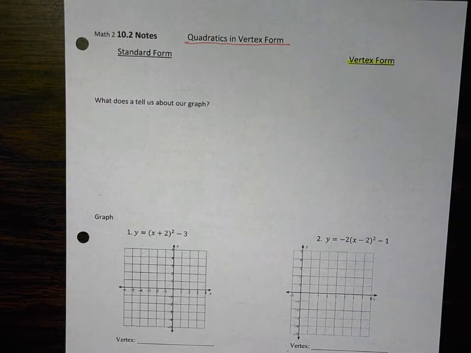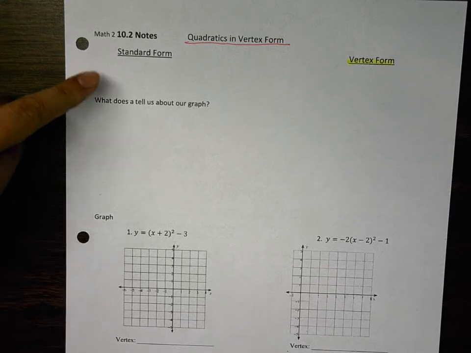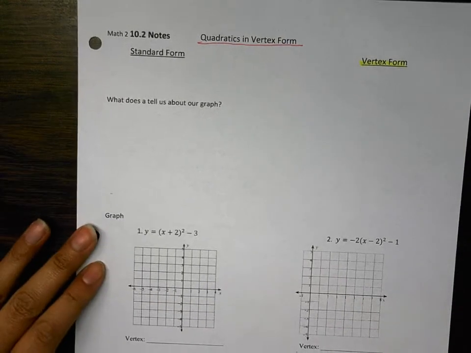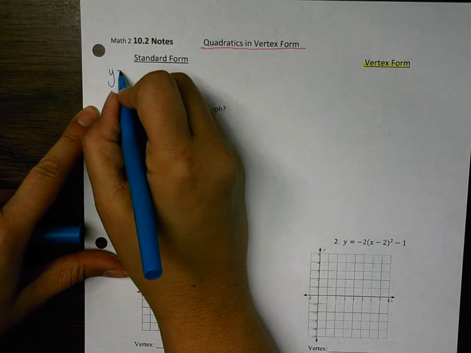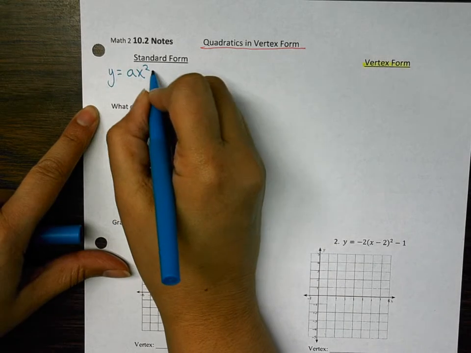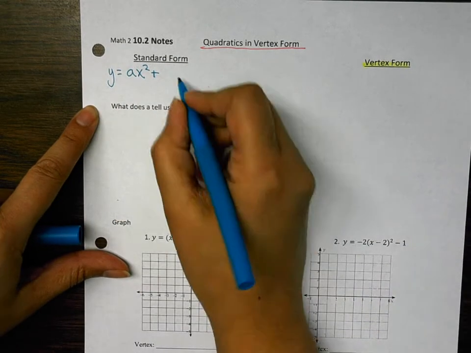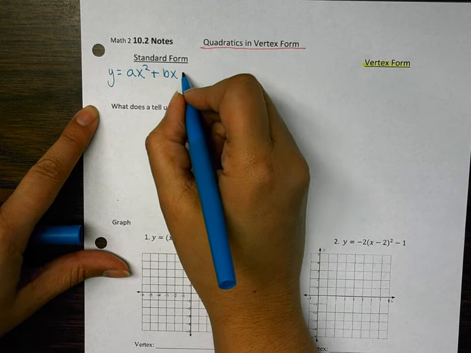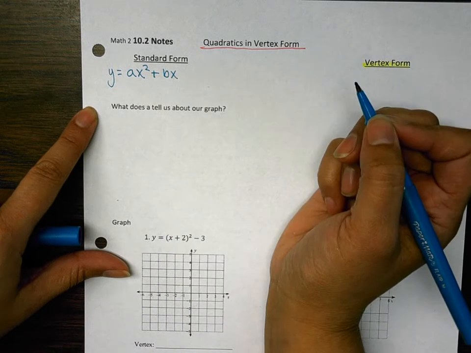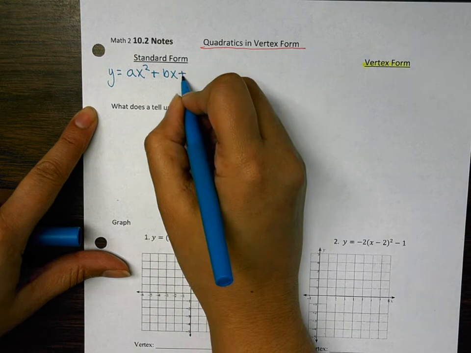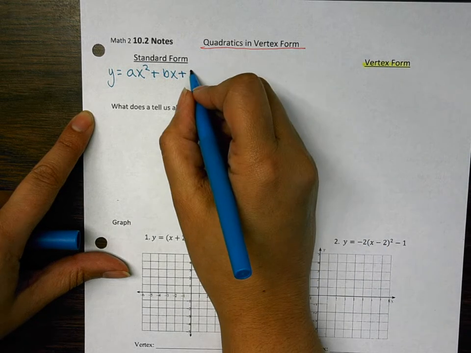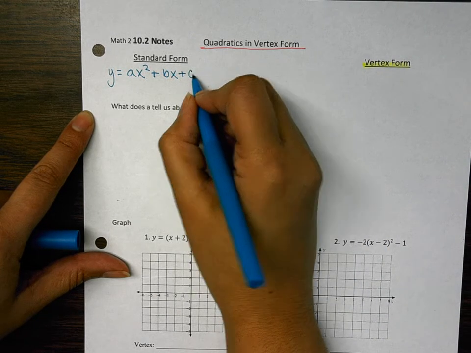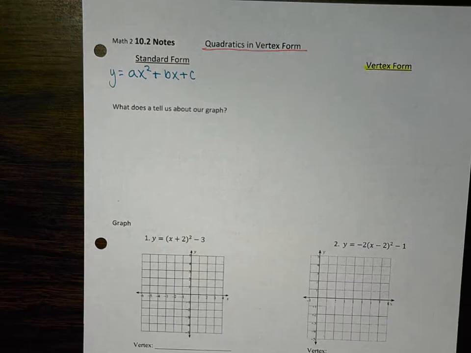I am going to review standard form. This is the form we did last week. Does anybody remember what it was? Y equals ax squared plus bx, just bx, no squared, plus c. Ax squared plus bx plus c.